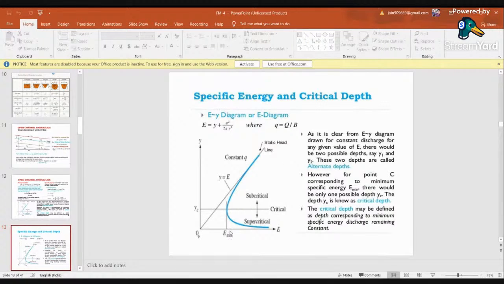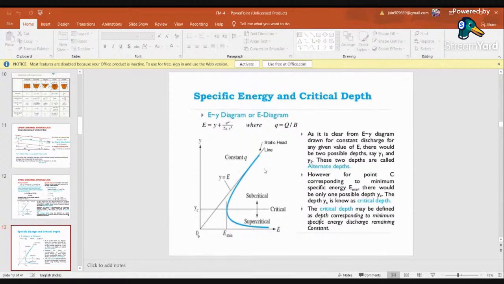So if your energy is maximum or minimum, at the point of minimum energy you will get the maximum depth at the critical section, or you can also call it the critical depth. That is, yc will be related to E minimum, and E minimum will be related to yc. All the depths other than the critical depth will be termed as conjugate depth or alternative depth.